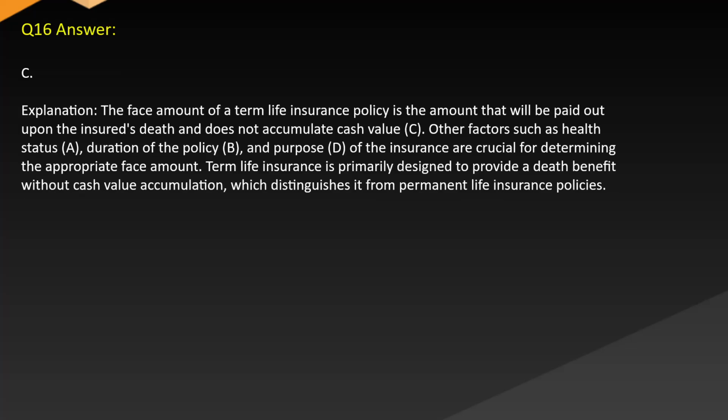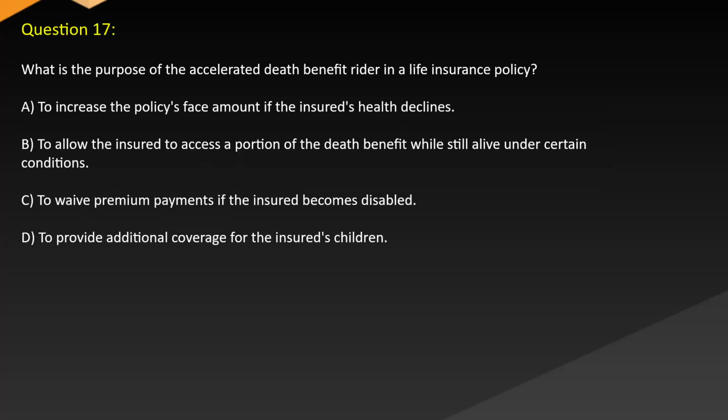Answer. C. Explanation. The face amount of a term life insurance policy is the amount that will be paid out upon the insured's death and does not accumulate cash value (C). Other factors such as health status (A), duration of the policy (B), and purpose (D) of the insurance are crucial for determining the appropriate face amount. Term life insurance is primarily designed to provide a death benefit without cash value accumulation, which distinguishes it from permanent life insurance policies.